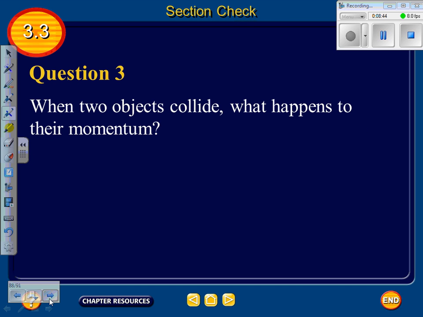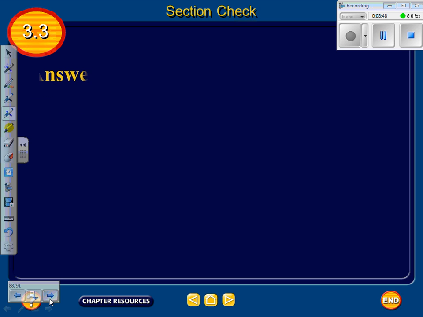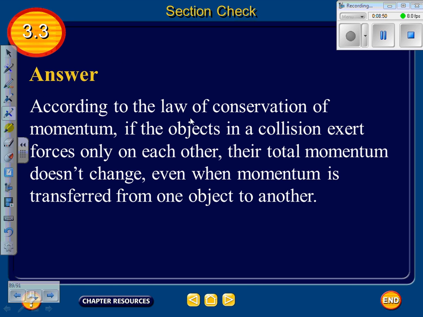Question 3. When two objects collide, what happens to their momentum? According to the law of conservation of momentum, if objects in a collision exert forces only on each other, their total momentum doesn't change, even when momentum is transferred from one object to another. So basically, you just give the other object the momentum. You don't create or destroy it, it's just transferred or changed from one object to the next.